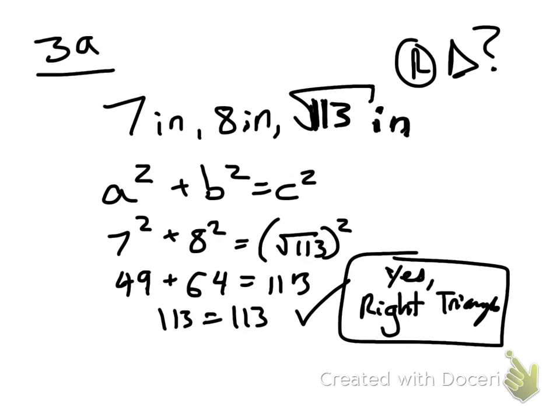All right. That's it for today's lesson. It's just you plug and chug. You're either finding the length of an unknown leg, or you're finding the length of the hypotenuse, or you're using the converse of the Pythagorean theorem where you have 3 sides of a triangle. You're saying, does the Pythagorean theorem work or does it not work? If it works, it's a right triangle. If it doesn't work, it's not a right triangle.